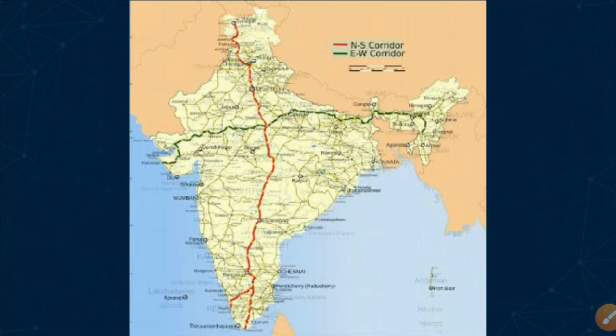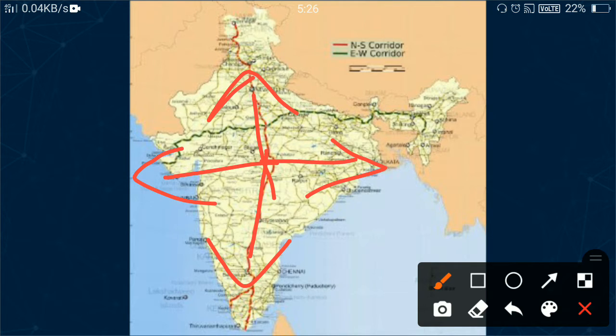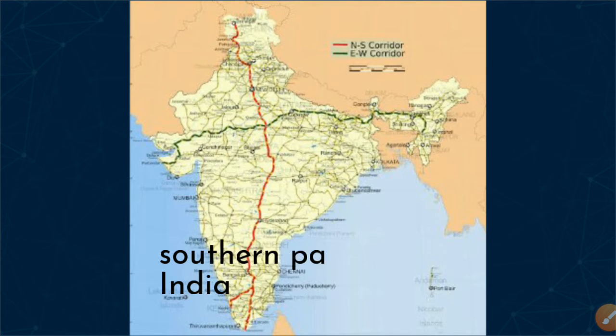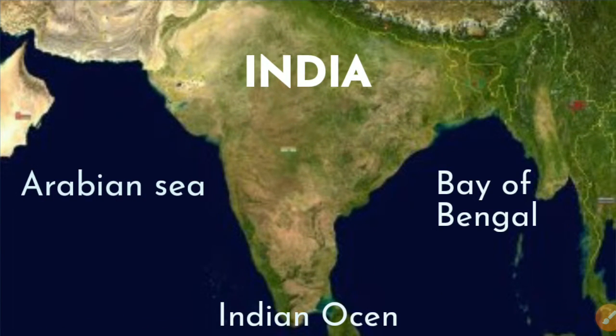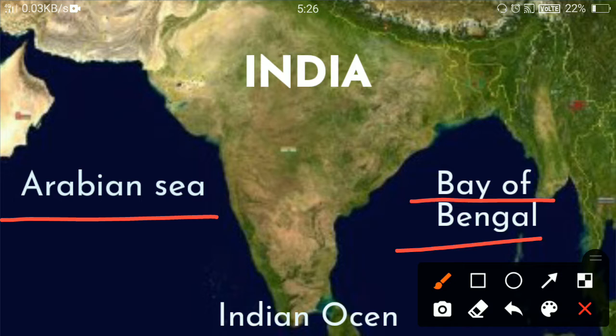Children, here also you can see the north. This is the south side, north, east and west. This is the southern part of our India. I must tell you children, the southern part of our India is surrounded by 3 water bodies. Do you know which are they? These 3 water bodies are the Arabian Sea, Bay of Bengal and Indian Ocean.